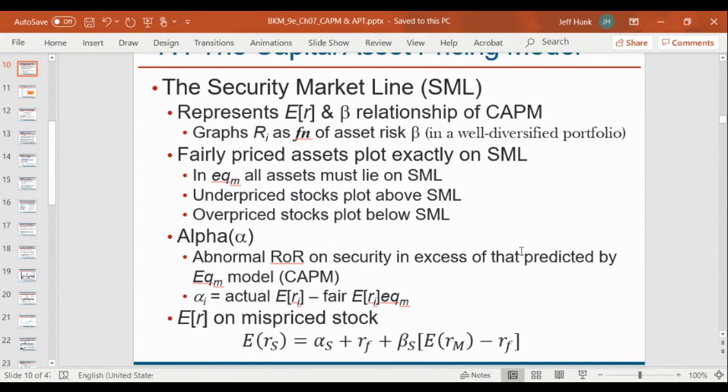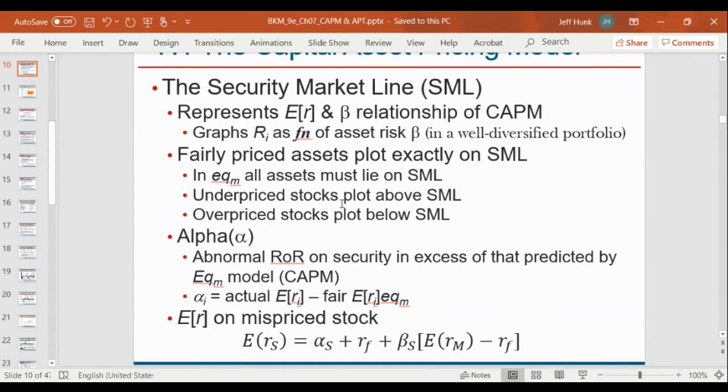Now, we need to talk about the security market line, and this is nothing new. We've been talking about the security market line even from the previous chapter. I've been pointing out the differences between CML and SML, right? CAL and CML. CML is basically the CAL of the market portfolio.